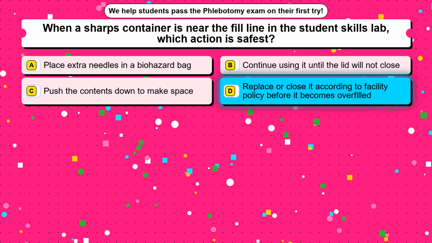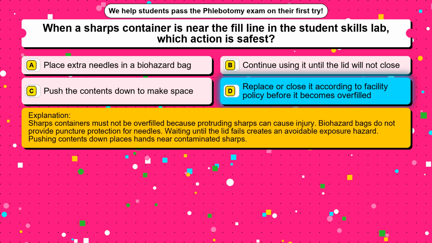The correct answer is option D. Replace or close it according to facility policy before it becomes overfilled. Sharps containers must not be overfilled because protruding sharps can cause injury. Biohazard bags do not provide puncture protection for needles. Waiting until the lid fails creates an avoidable exposure hazard. Pushing contents down places hands near contaminated sharps.